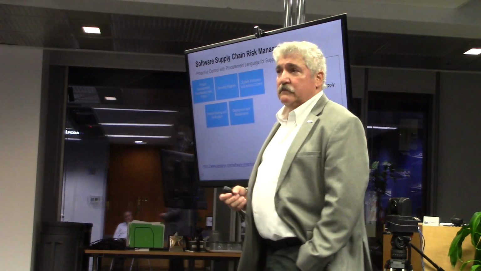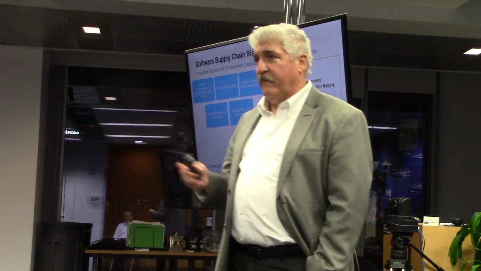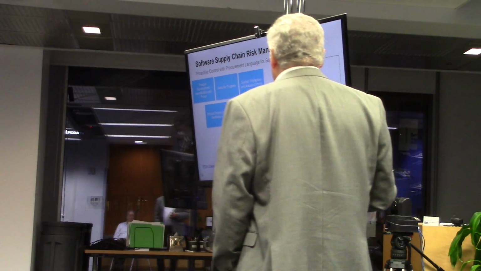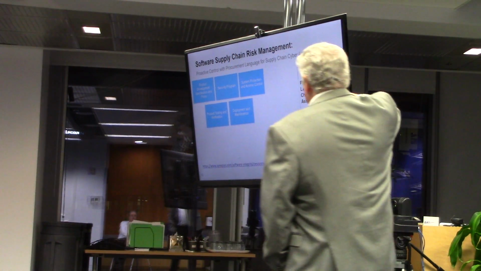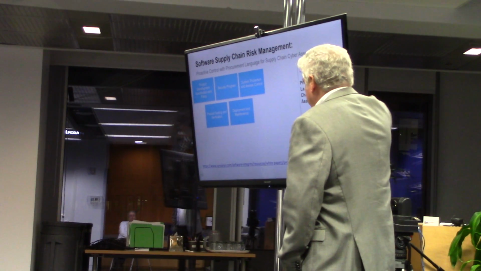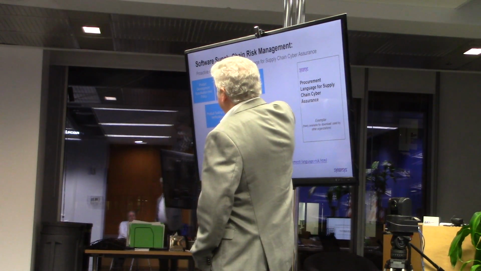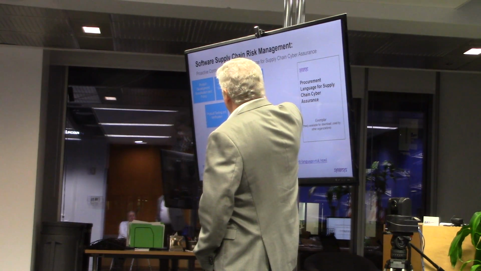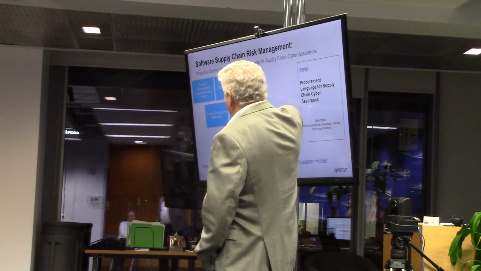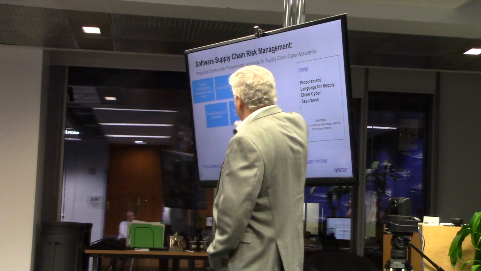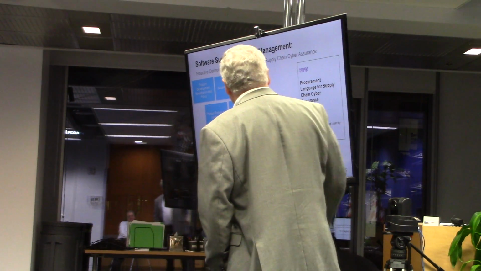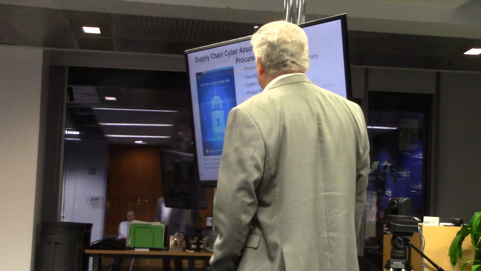So we've actually done that. We've published language. We have a free resource called Procurement Language for Supply Chains Cyber Assurance. You can go to our website. It's free. What it looks at is product development specification policies, your security program, system protection, access control, product testing and verification, deployment, and maintenance. So it's a free download.